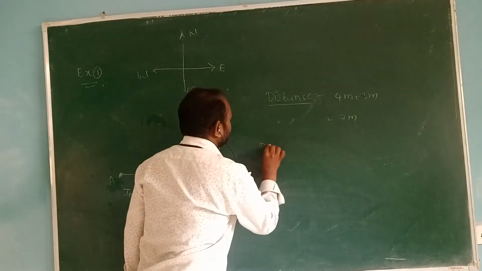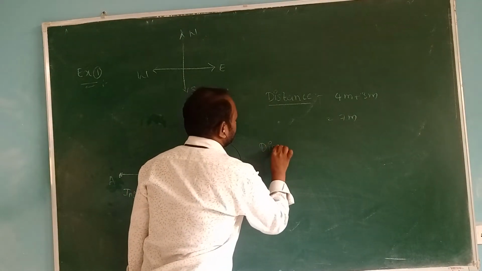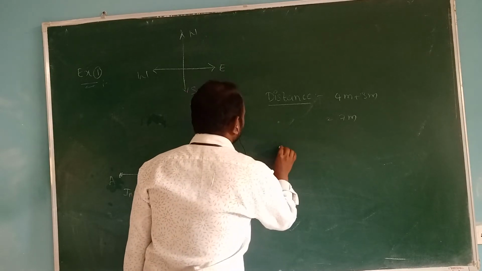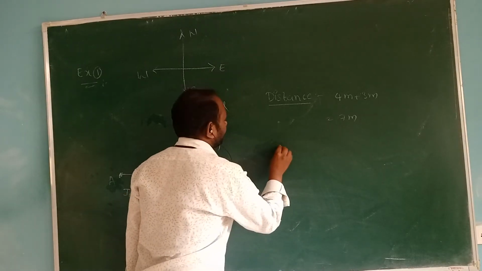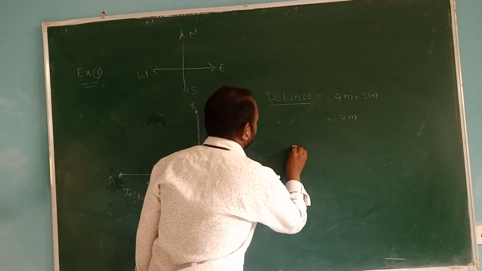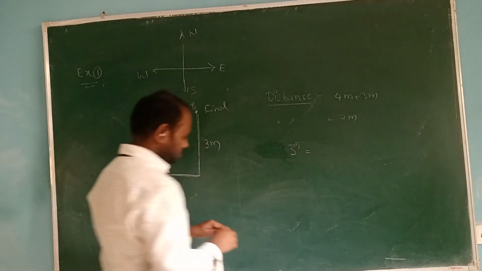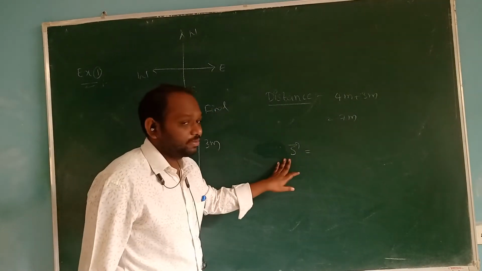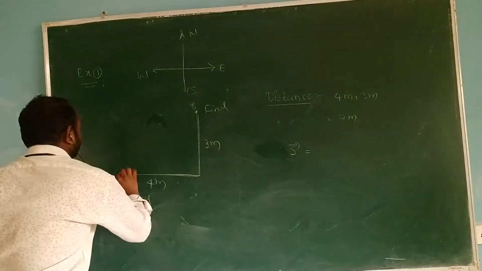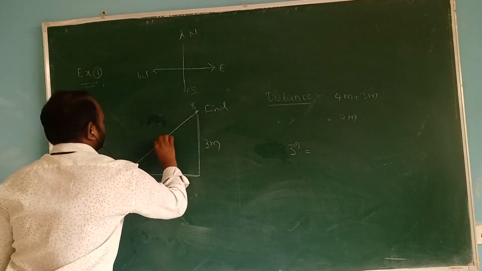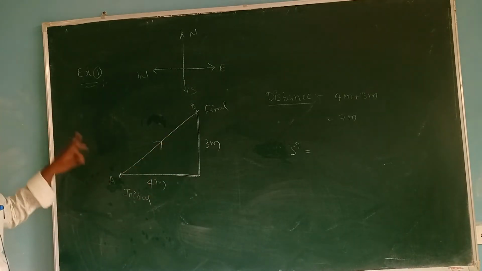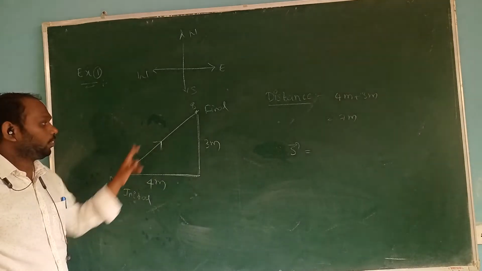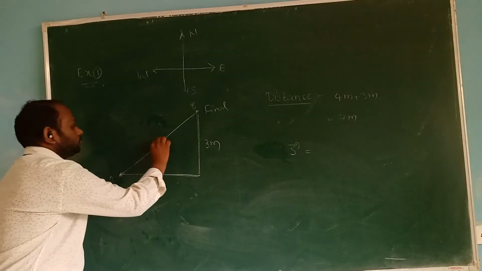Now let us find the displacement, which is S bar. Distance is S, displacement is S bar. This is the shortcut. What is the definition of displacement? The shortest distance between the initial point and the final point. This is the shortcut, and we should find this one.